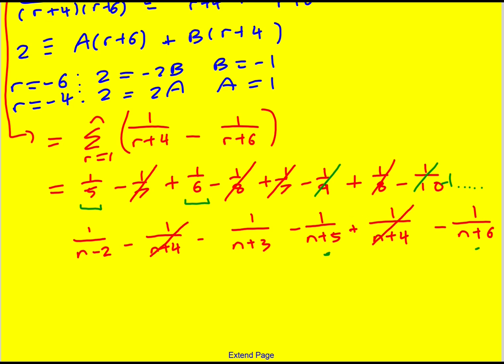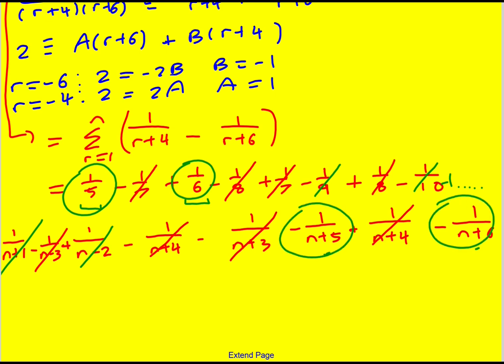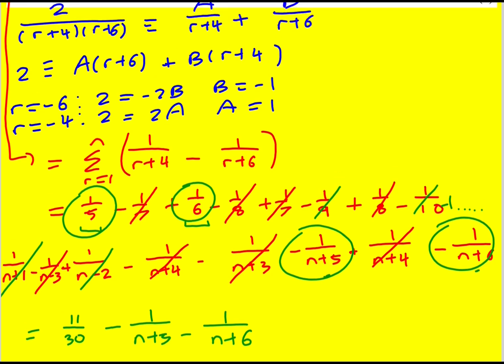If I go with n minus 3, I'm going to get 1 over n plus 1 minus 1 over n plus 3. And then I see them cancelling. In the same way, these are going to cancel with ones before it, and I'm going to be left with these. So the summation: now let me actually add the 5th and the 6th together. It's going to be 6 over 30 plus 5 over 30, 11 over 30. Then minus 1 over n plus 5 minus 1 over n plus 6. That is the summation in terms of n.